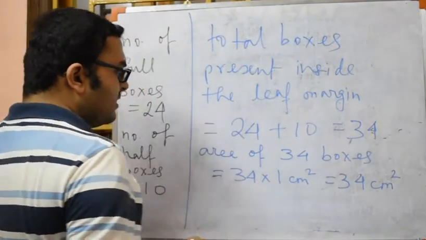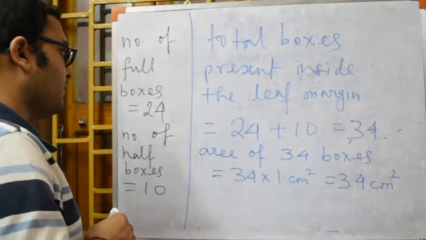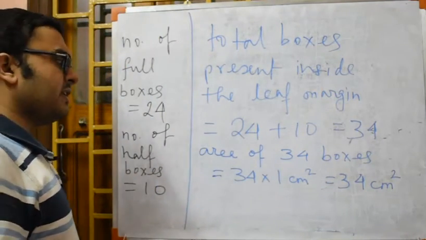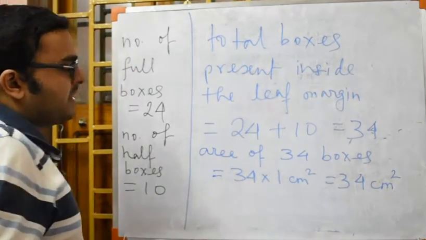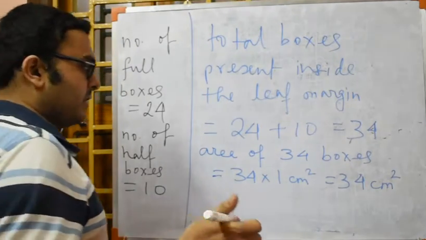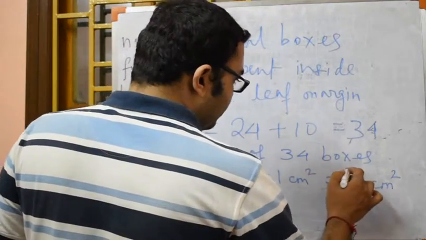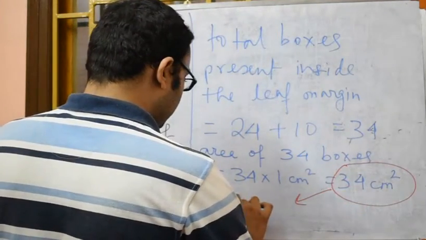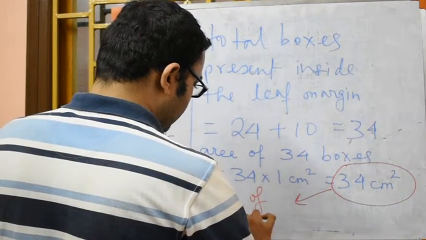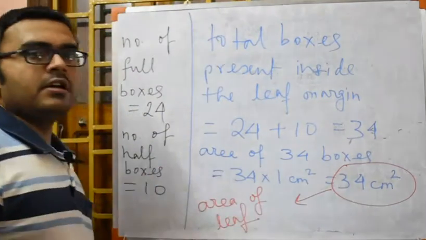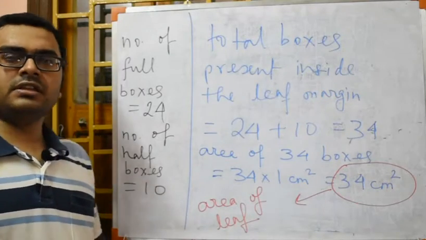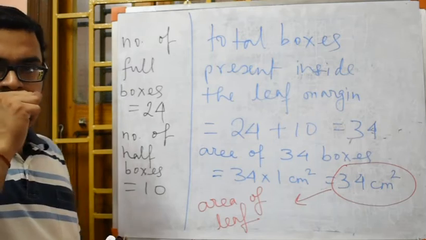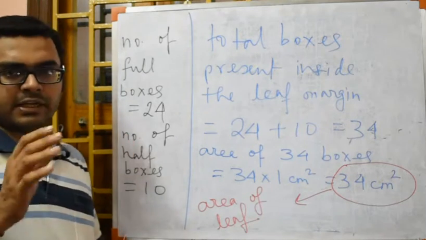So this is the actual area of the leaf. Although we have left out some boxes, it is quite accurate to say that this calculative method is actually okay. So I can say that the area of the leaf is actually 34 centimeter square. In this way you can measure the area of any irregular surface that you have.